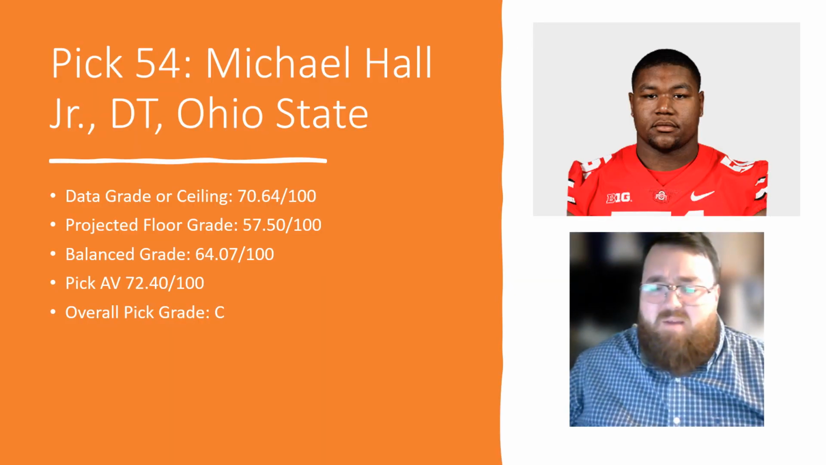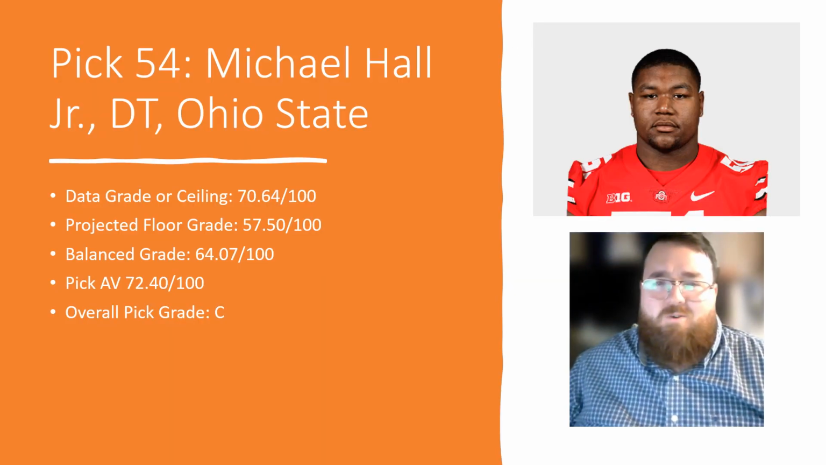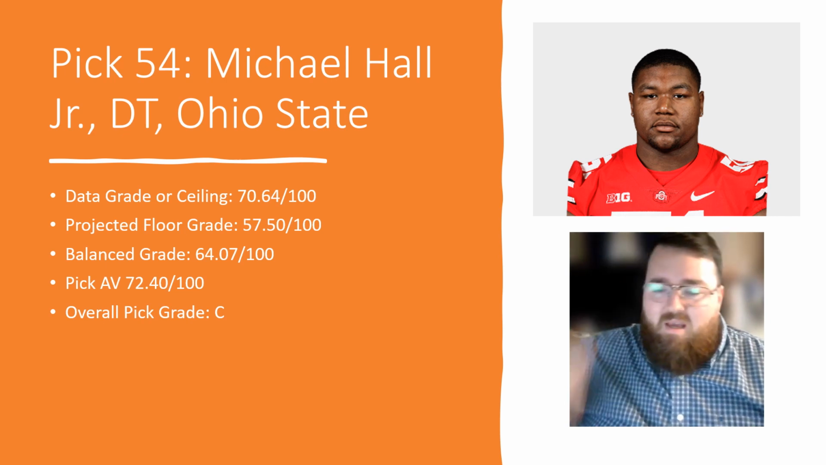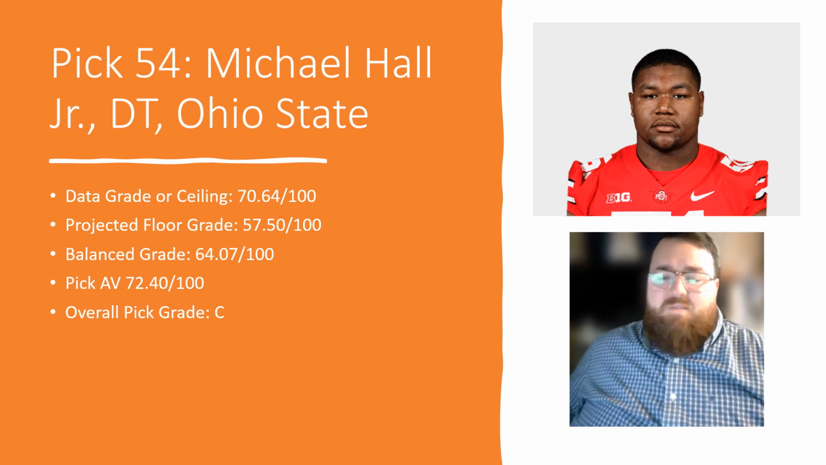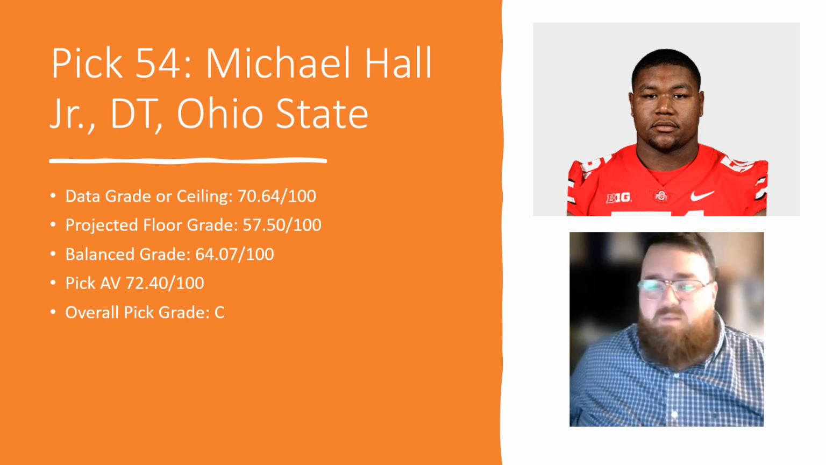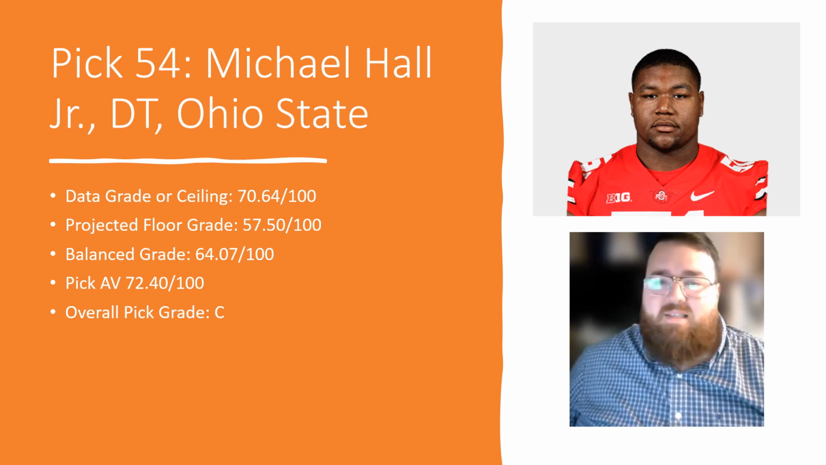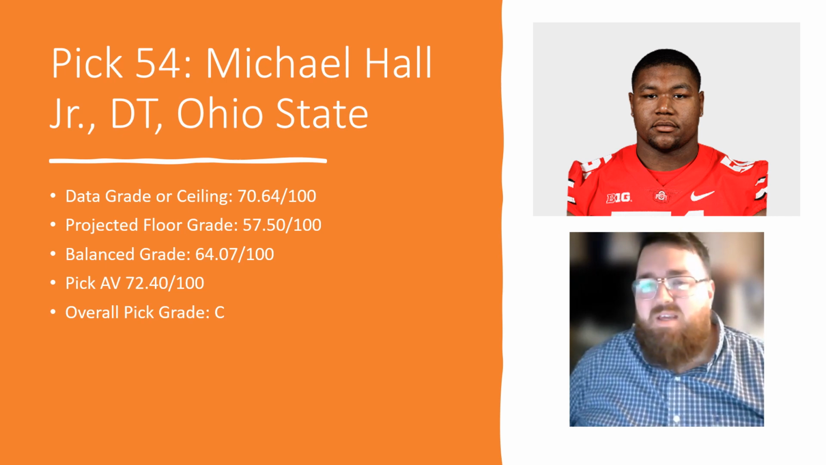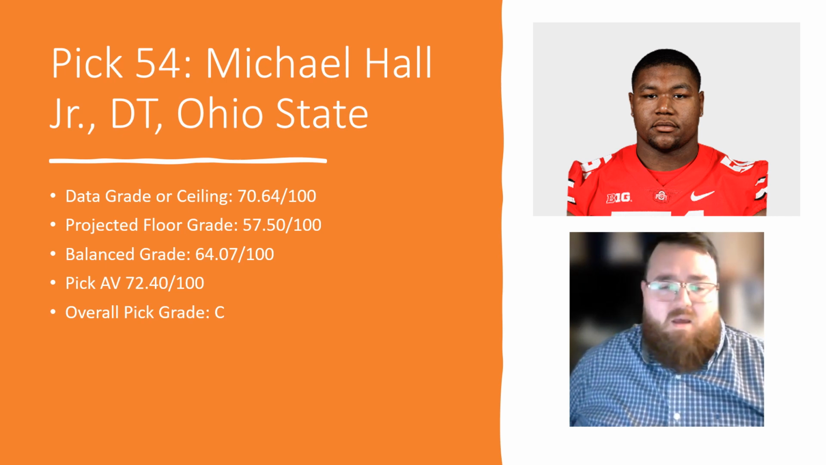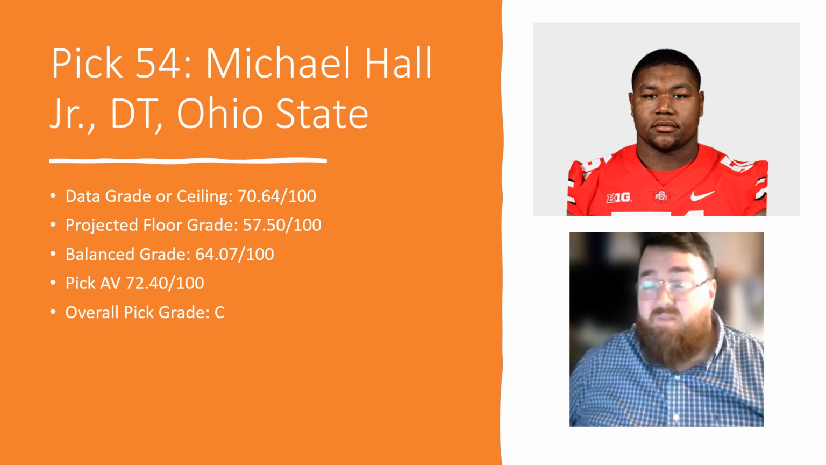First off, we have pick 54 and Michael Hall Jr., defensive tackle from Ohio State. His data grade is 70.64 out of 100. His floor is 57.50. Balanced is 64.07. And pick AV is 72.40. The floor grade is the average AV of defensive tackles that tested with a 70 percentile data grade where he was selected at. The balance grade is kind of a combination of his ceiling and his floor, and the pick AV is what's expected of where he was drafted.